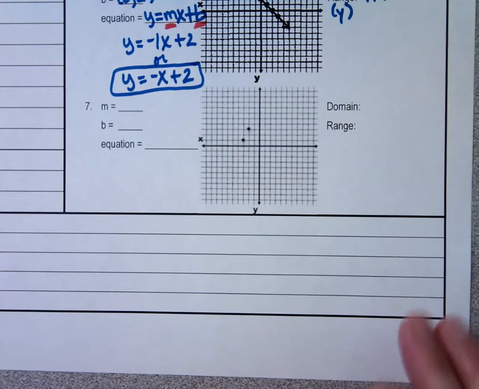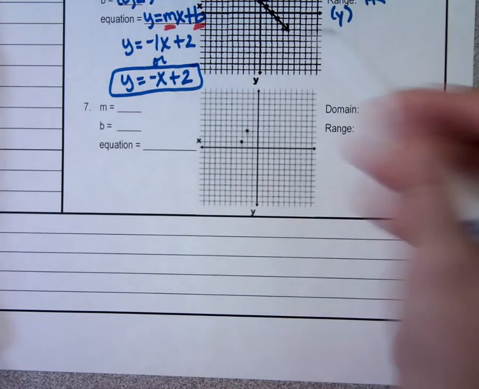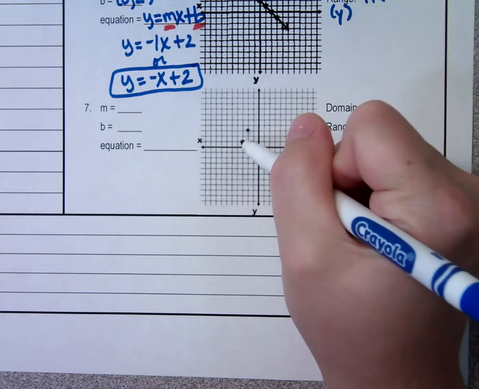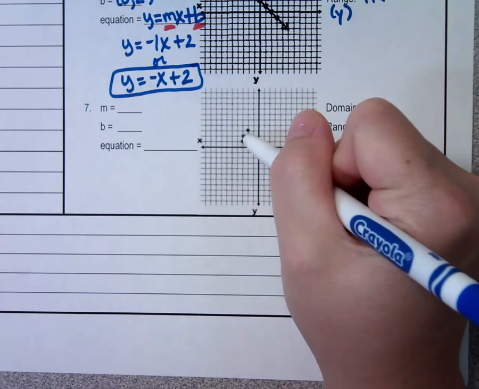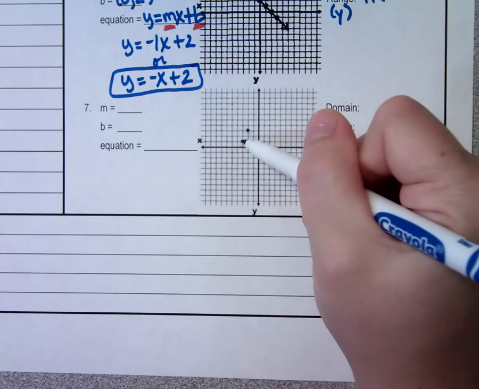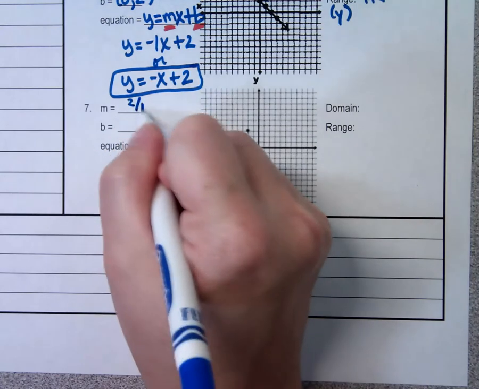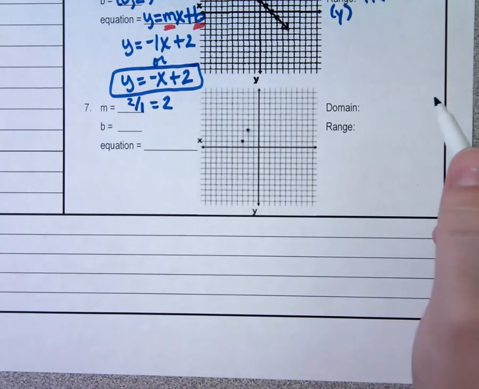Okay, and last one, number 7. This time they didn't draw the line, they just gave us 2 points. So pretty much like number 6. First I'm going to find my slope. So to get from the left point to the right point, what do I rise, what do I run? I rise 2, I run 1. So my slope is 2 over 1, which we could just write as a 2.